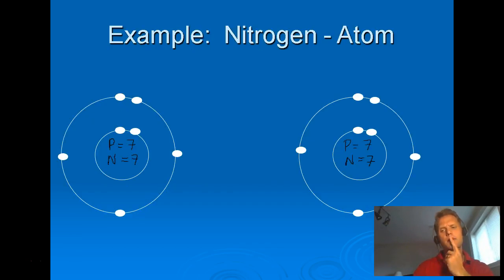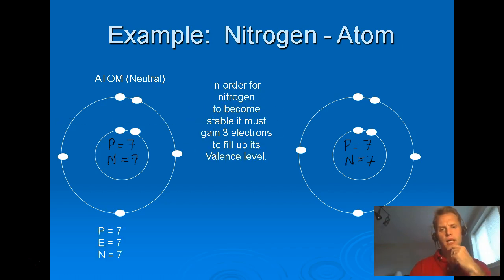Why is that? Because it's easier. I could lose 1, 2, 3, 4, 5 and have a full shell, these 2 there. Or I could gain 3. What's easier? Gaining 3 is easier. This atom is neutral, but it's not stable because it doesn't have a full shell. To be stable, you have to have a full shell. So nitrogen is going to gain 3 electrons, and when it does that, it becomes stable.